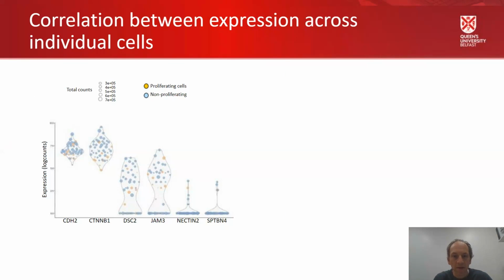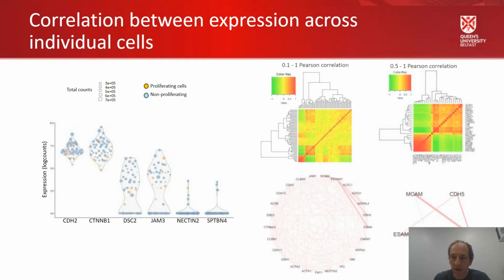I've just got some examples of the barrier genes from the previous slide here and their expression levels. So again, each dot indicates the expression in an individual cell. And you can see there are some genes that are highly expressed in all the cells, and then some in the middle there, the DSC2, for example, are expressed at moderate levels in some cells and not at all in others. So what this allows us to do is then look for correlation between the expression of different genes.